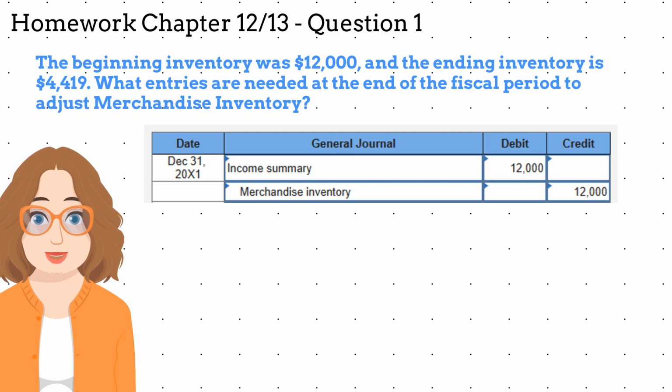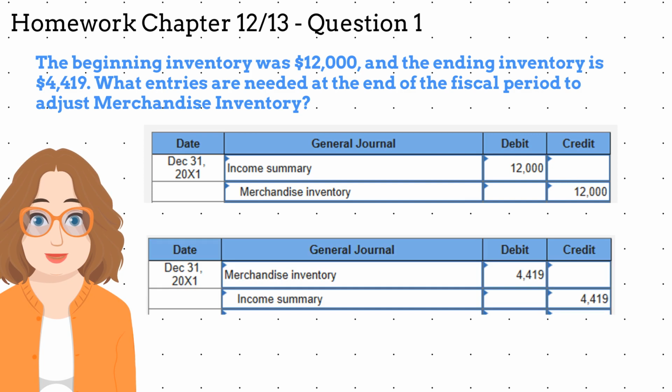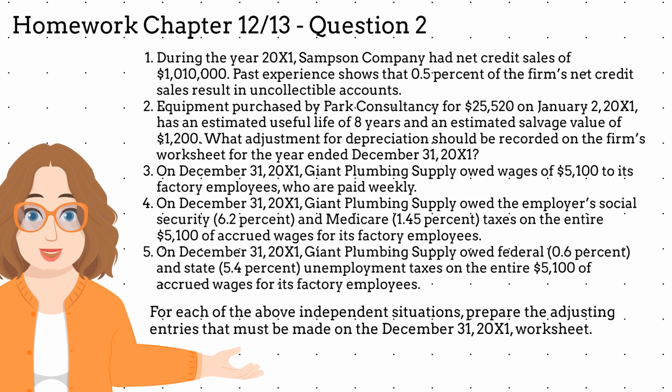The next step is to set up the ending inventory as merchandise inventory on the balance sheet. We do that because the ending inventory is related to purchases we have previously made and recorded as expenses in our income statement. So we now need to move the expenses equal to the ending inventory to the balance sheet. We record this entry by debiting merchandise inventory and crediting income summary for $4,419. Are you ready for question 2?